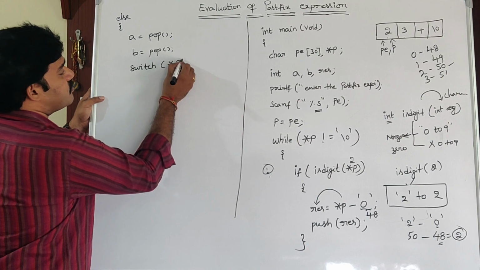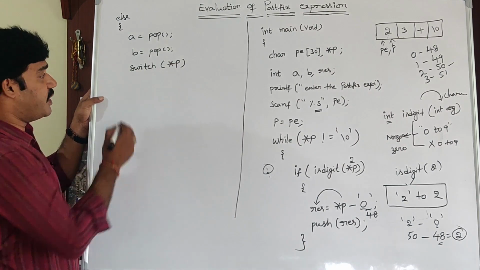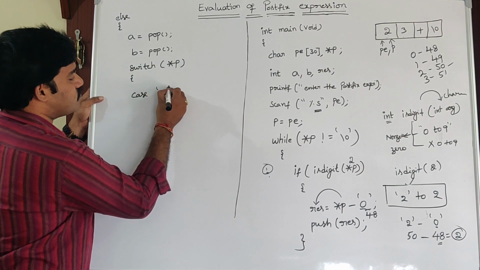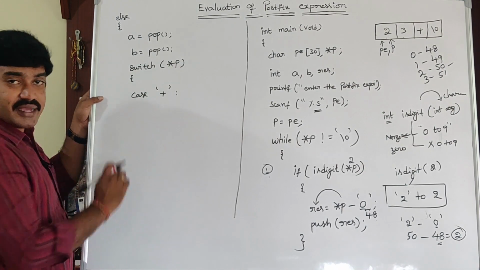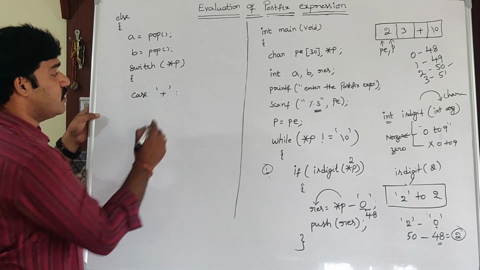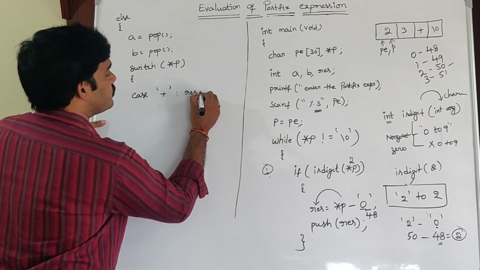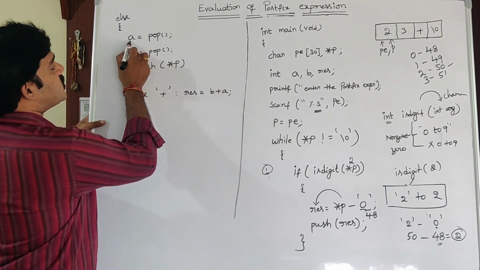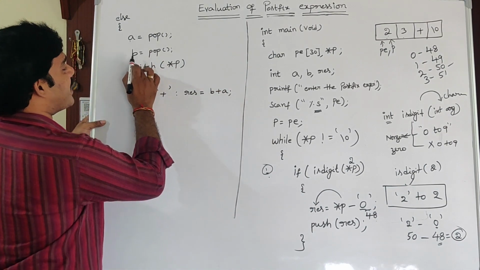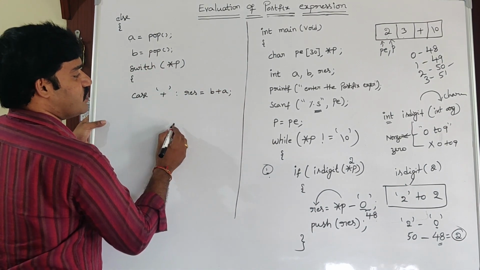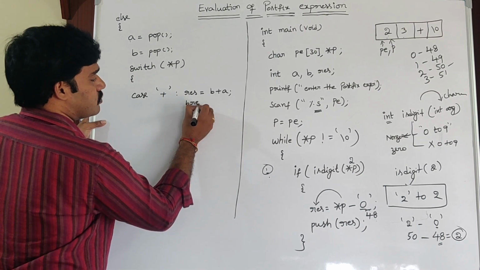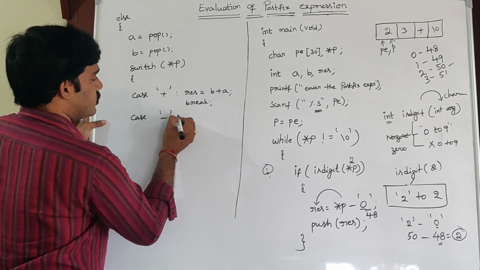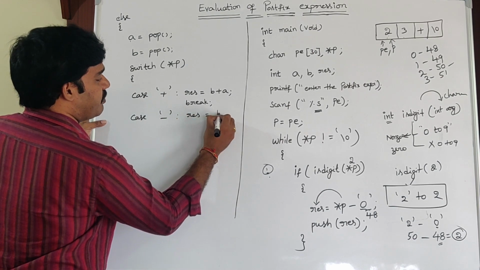Switch of *p, opening brace, case '+': if the operator is the addition operator, plus operation, then result is equal to B plus A. Why? Because the first popped element is on the right hand side, and the second popped element is on the left hand side. Next, break.